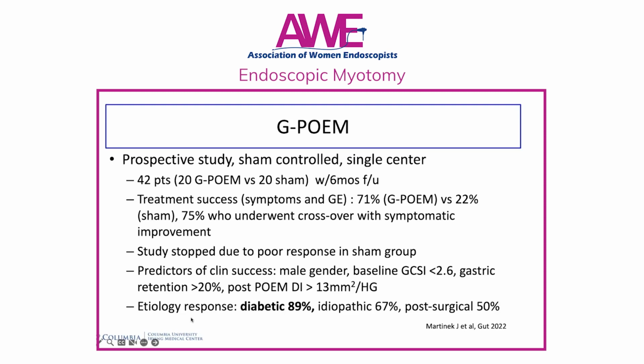Predictors of clinical success included male gender, a baseline symptom index score of less than 2.6, gastric retention on scans greater than 20%, and when EndoFLIP was used, a post-POEM distensibility index of greater than 13, with variable data on what the baseline pre-index was. The study was not powered to look at the differences in etiology, but did find that the highest rate of response was with diabetes-related gastroparesis.